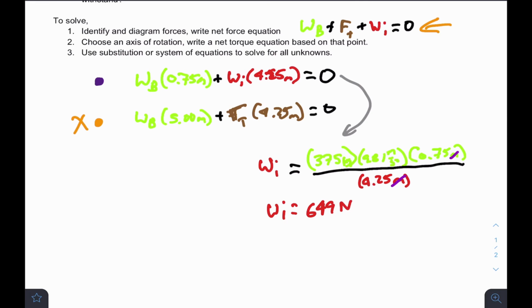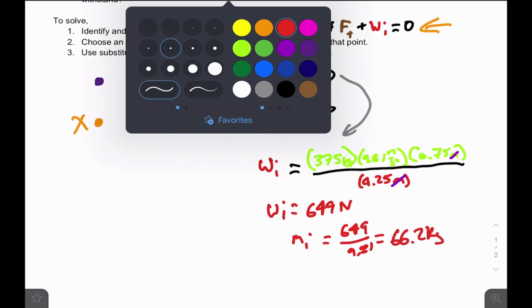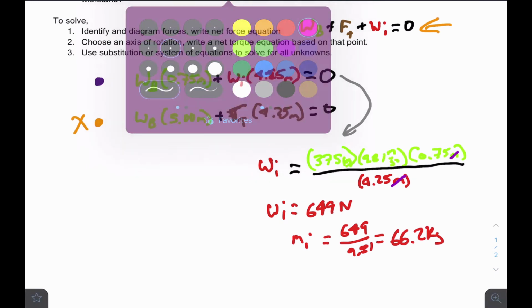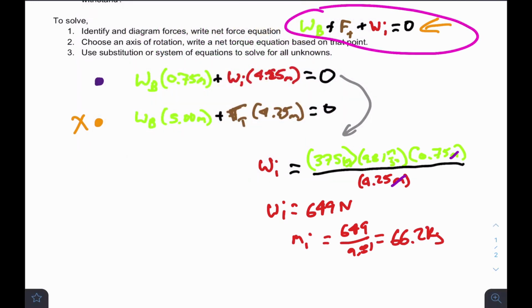If I want the mass of the influencer, then 649 divided by 9.81. And I get 66.2 kilograms. Right? That means then that I can use this equation here to solve for the force of tension.